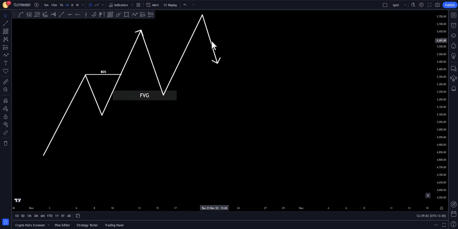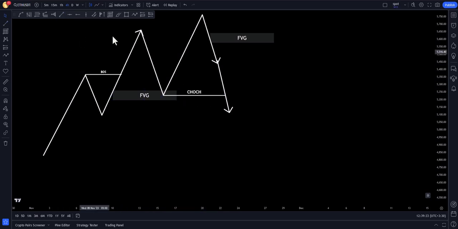Now, imagine another fair value gap forms. But this time, the price comes down and breaks this major low. What happens here? Since we lost the major low, a change of character, CHOC, occurred. Now, when the price comes back up, we can look for a short position.